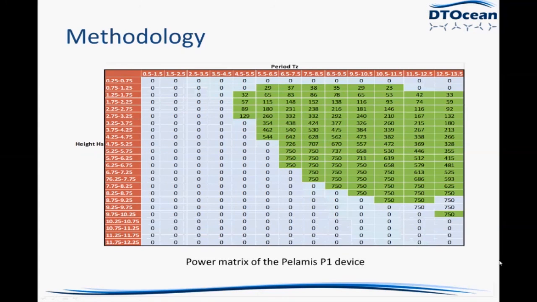That's the power matrix of the Pelamis device, which shows the average power generated by one device for different significant wave height ranges and periods. We're talking about arrays, but we have not considered hydrodynamic interactions, which are going to be input from another work package.